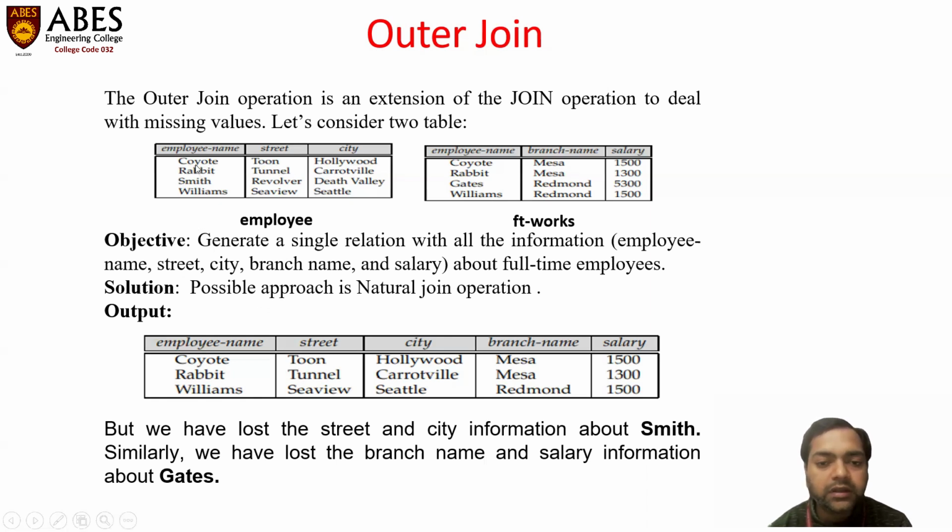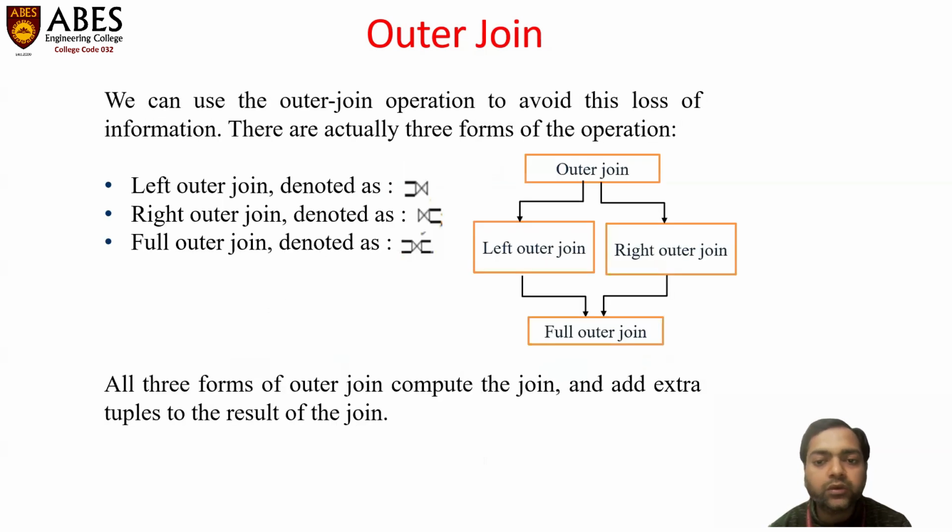Now, if we see this resultant relation, we have lost the street and city information about Smith. You can see here this Coyote has a matched tuple here, so it will be considered in the resultant relation. If we talk about this Rabbit, Rabbit also has a matched tuple in the full-time works employees table, so it will be considered here also. If we talk about Smith, Smith does not have a matched tuple here, but Smith has street and city, right? So this information is lost, or this information is not retrieved when we apply the natural join operation.